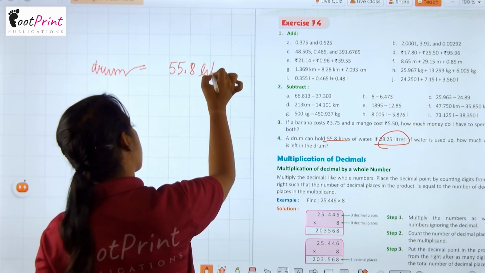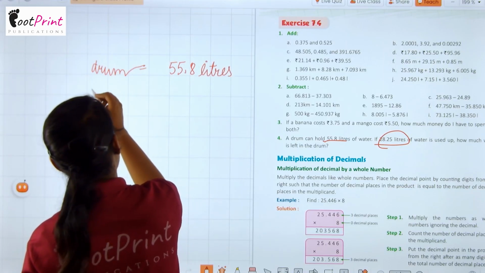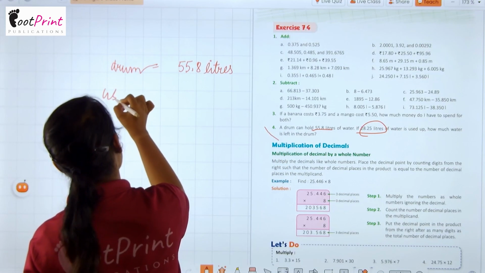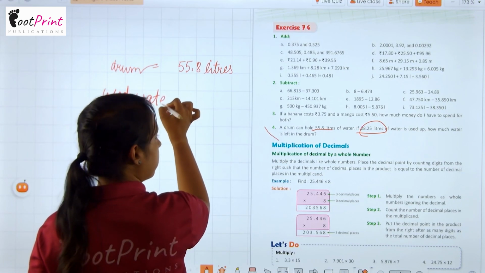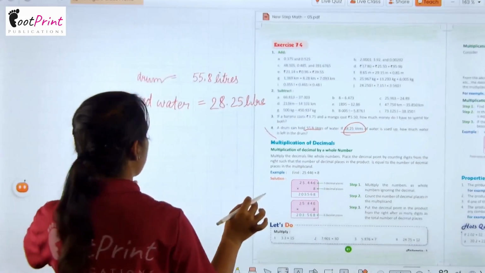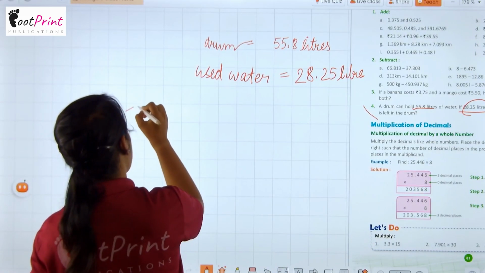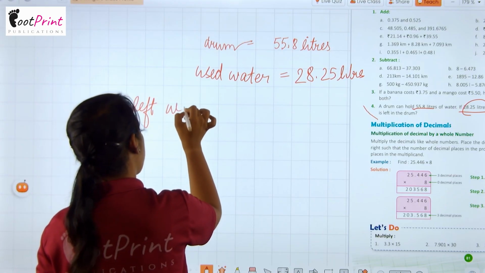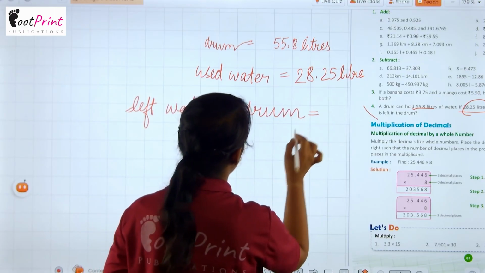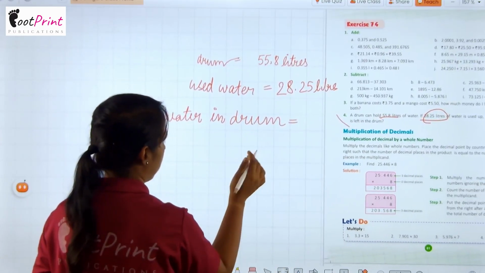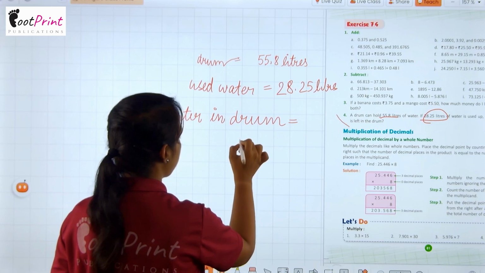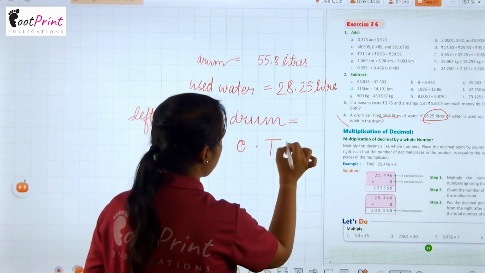So total capacity of drum, that is 55.8 liters. Okay. Next, quantity of used water. ठीक है. तो used water कितना है, 28.25 liters. Now we have to find out left water in the drum. So what we will do, if we want to find out leftover, we have to subtract it. Now we first write place values. So decimal here, ones, tens, tenth, hundredth.